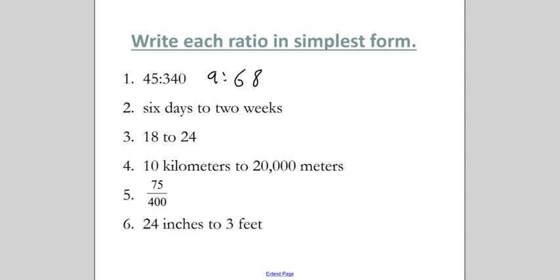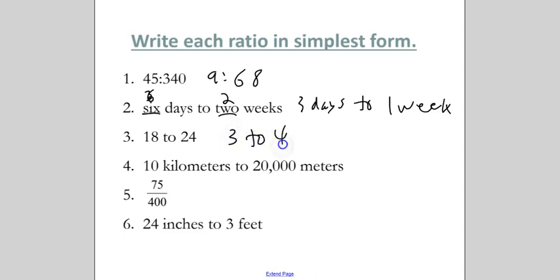6 days to 2 weeks. Well, 6 to 2 can be reduced to 3 days to 1 week. 18 to 24. What goes into both 18 and 24? Well, 2, 3. But the biggest one is 6, so why not just divide by that if you know it? So 18 divided by 6 is 3. And 24 divided by 6 is 4.